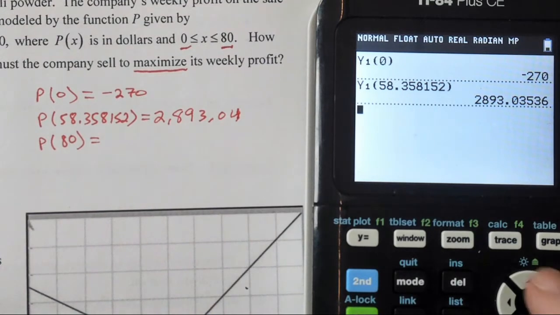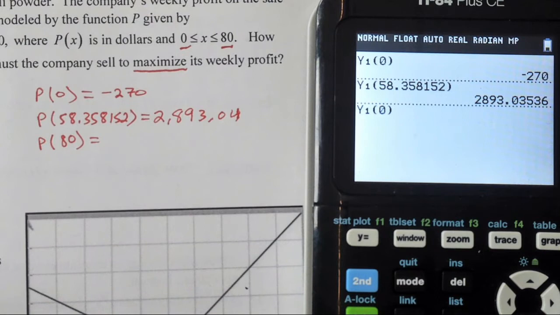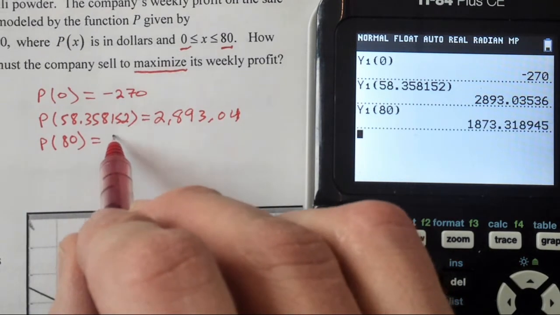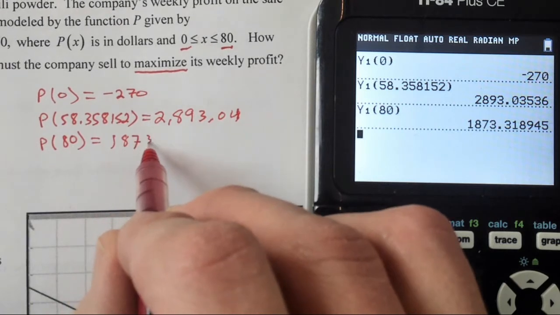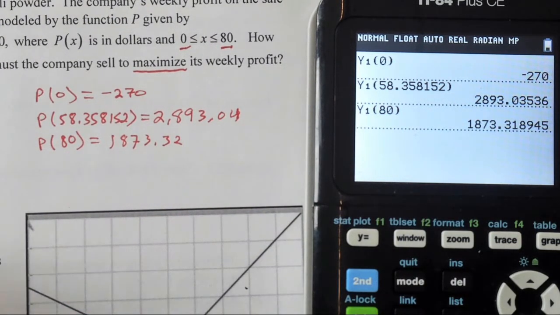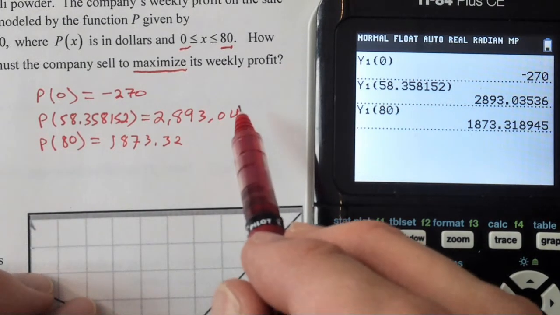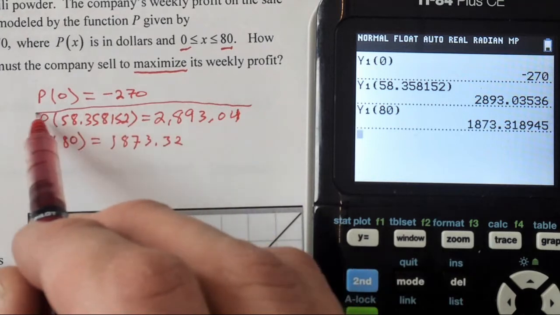All right, and finally we're going to do y1 of 80. So again, just go up, hit enter, y1 of 80. And that gives us a profit that's not as much, so $1,873.32. All right, so we've got those as our 3 candidates. We see that this is the maximum value.